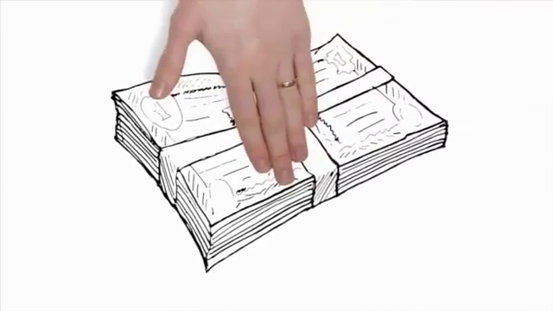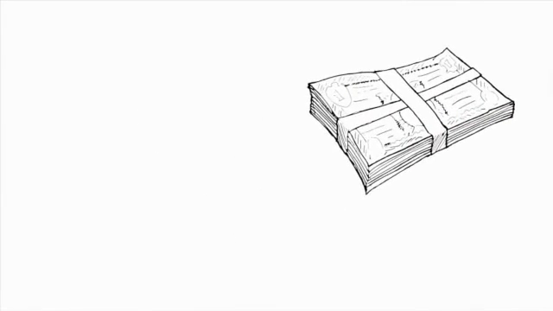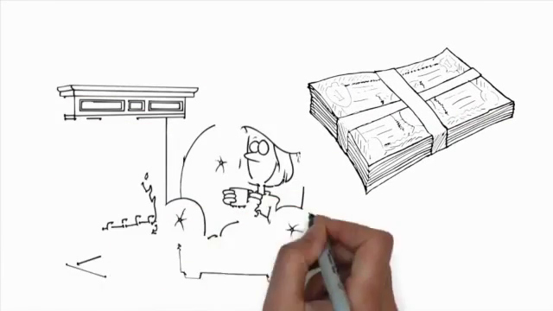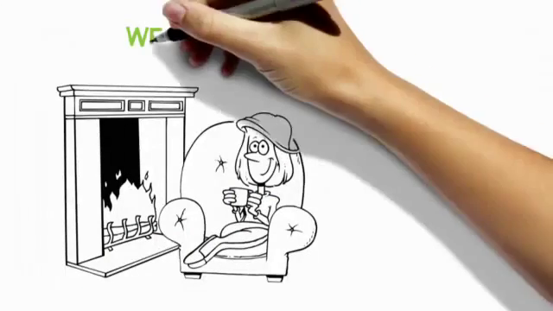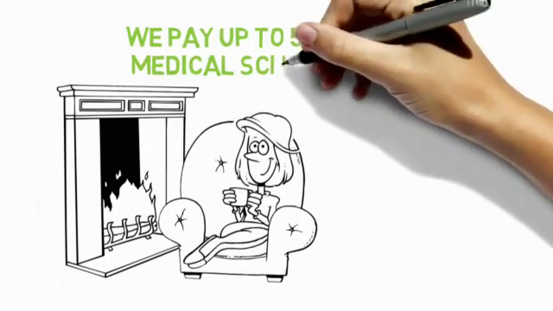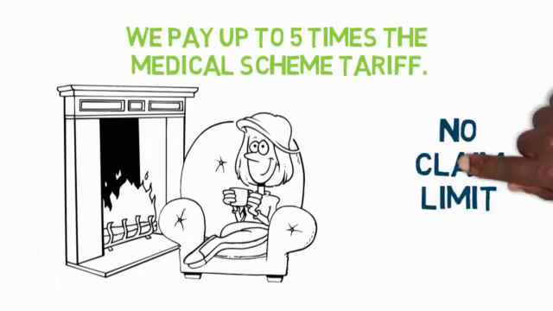Your universal gap cover policy takes care of this unpaid shortfall. This is the unpaid amount that your universal gap policy covers. Once you put in your claim, we will pay you the shortfall up to 5 times the MST with no maximum claim limit.